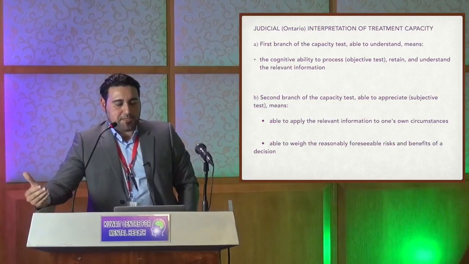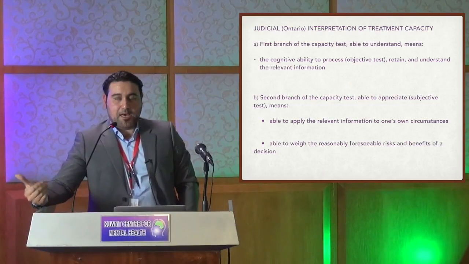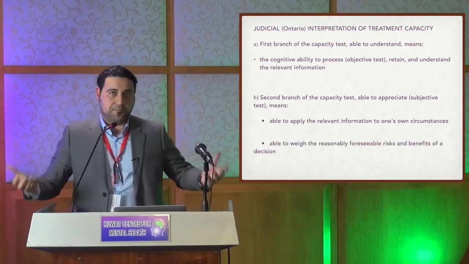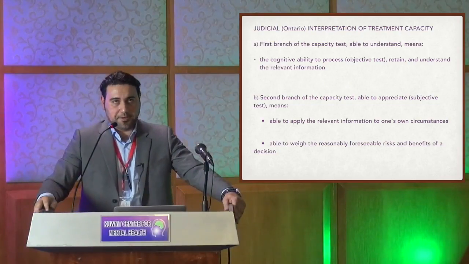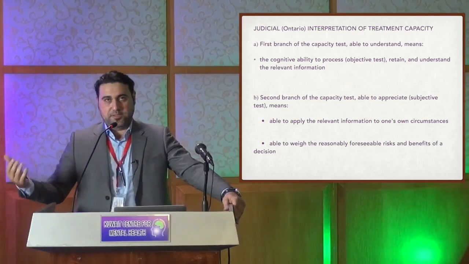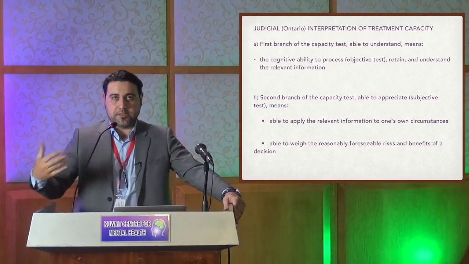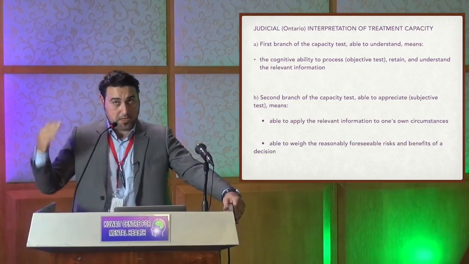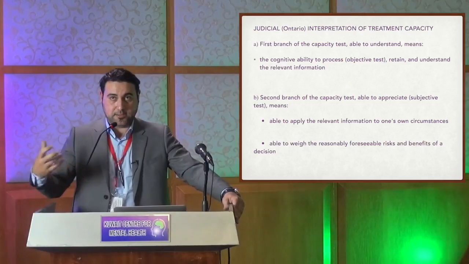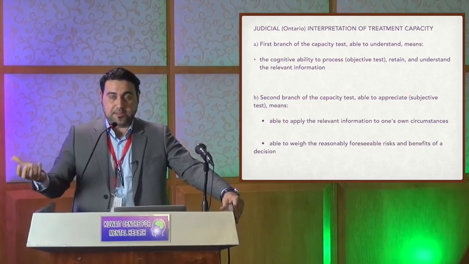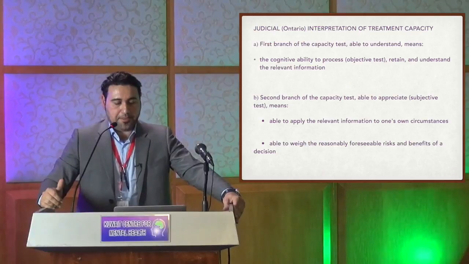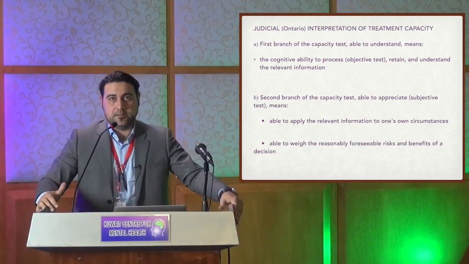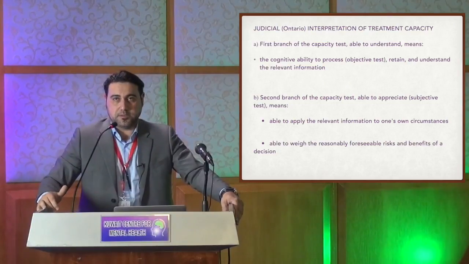The second branch is, are they able to apply the information to their own circumstances? This is the ability to appreciate. Because of their delusions, for example, they don't apply the information that they need this antipsychotic to help them reduce the delusions. They cannot appreciate that benefit. And they're not able to weigh the risks and benefits. They don't see any reason for it. Okay.